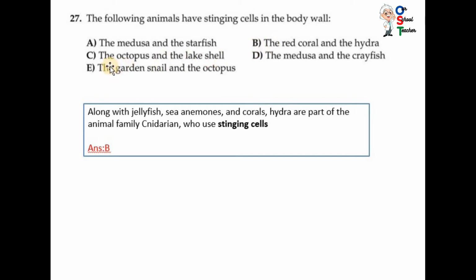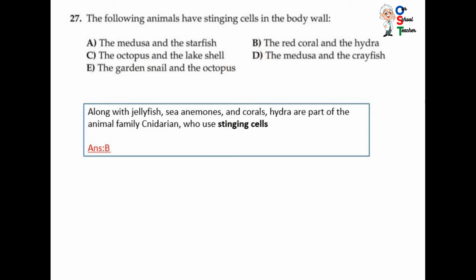So B is correct. Just read C as well: octopus and lake shell, octopus, the medusa and crayfish, all are not. Just coral and hydra, sea anemone and jellyfish. You must remember all these 4 names. They are the same family and they use stinging cells. So B is correct.